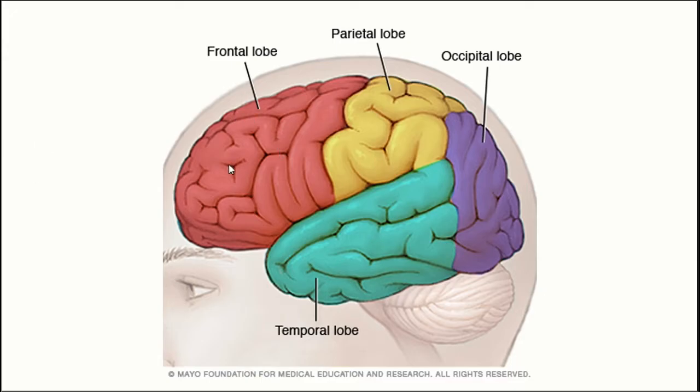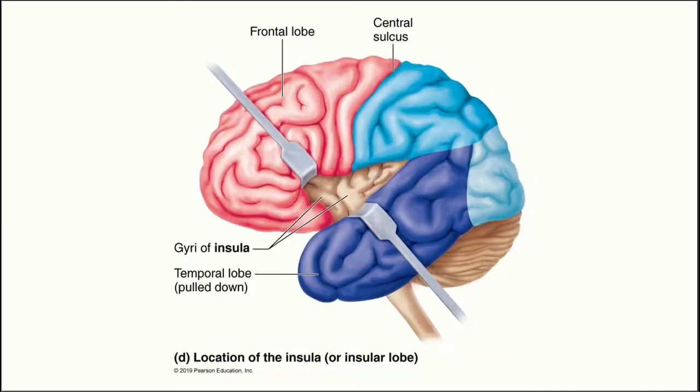So the frontal lobe is found just behind the frontal bone. Parietal lobe is found just deep to the parietal bone. Occipital lobe at the posterior part of the brain is located just deep to the occipital bone, and the temporal lobe in teal here makes up the lateral aspect of the brain and is found just underneath the temporal bone. We also see that there's a 5th lobe that is deep within the cerebrum, and this is called the insula, or the insular lobe. It is found deep to the junction between the frontal, the parietal, and the temporal lobes.